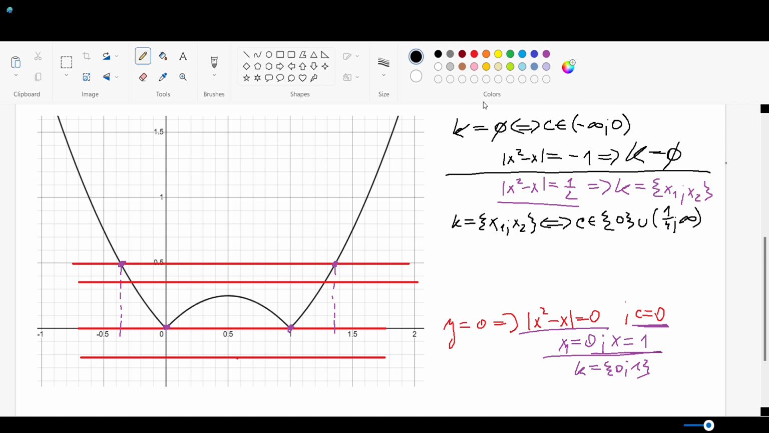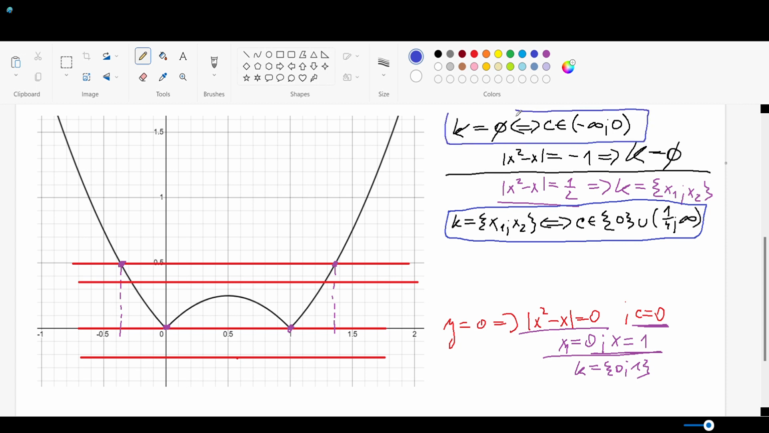So if this is like the condition, let me just summarize here. So if c is from this interval or equal to 0, then the equation has exactly two solutions. If c is from the interval -infinity to 0, then our equation has 0 solutions.